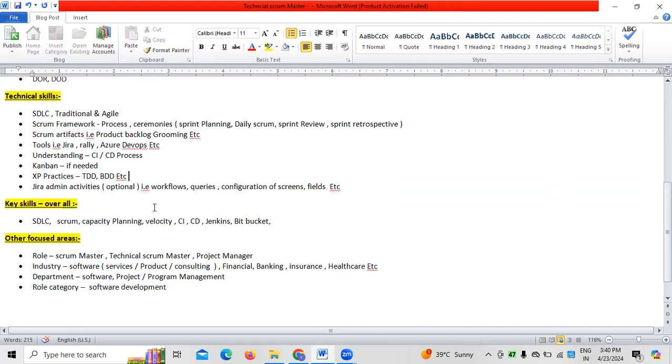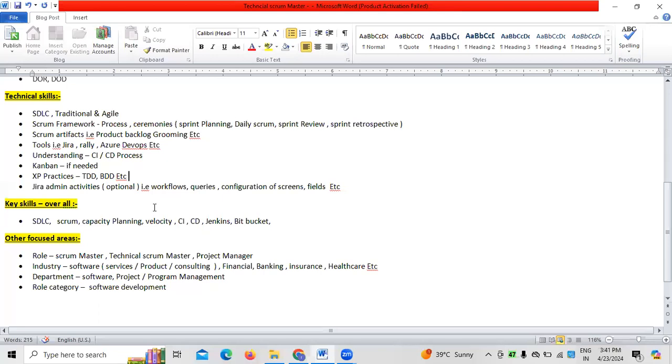And these are a few of the key skills which I have mentioned, like SDLC, Scrum, capacity planning, velocity, CI/CD, and different tools in DevOps like Jenkins, Bitbucket, etc. Now, when it comes to the focused areas, when we are applying for opportunities, we may see multiple roles in the industry. It can be in the form of Scrum Master, technical Scrum Master, or Project Manager, or Project Manager cum Scrum Master. And the industry is majorly the software services industry, product companies or consulting companies. Even on the non-IT side, finance, banking, insurance, healthcare organizations require Scrum Masters at a particular team level, business unit level, or maybe for the enterprise.